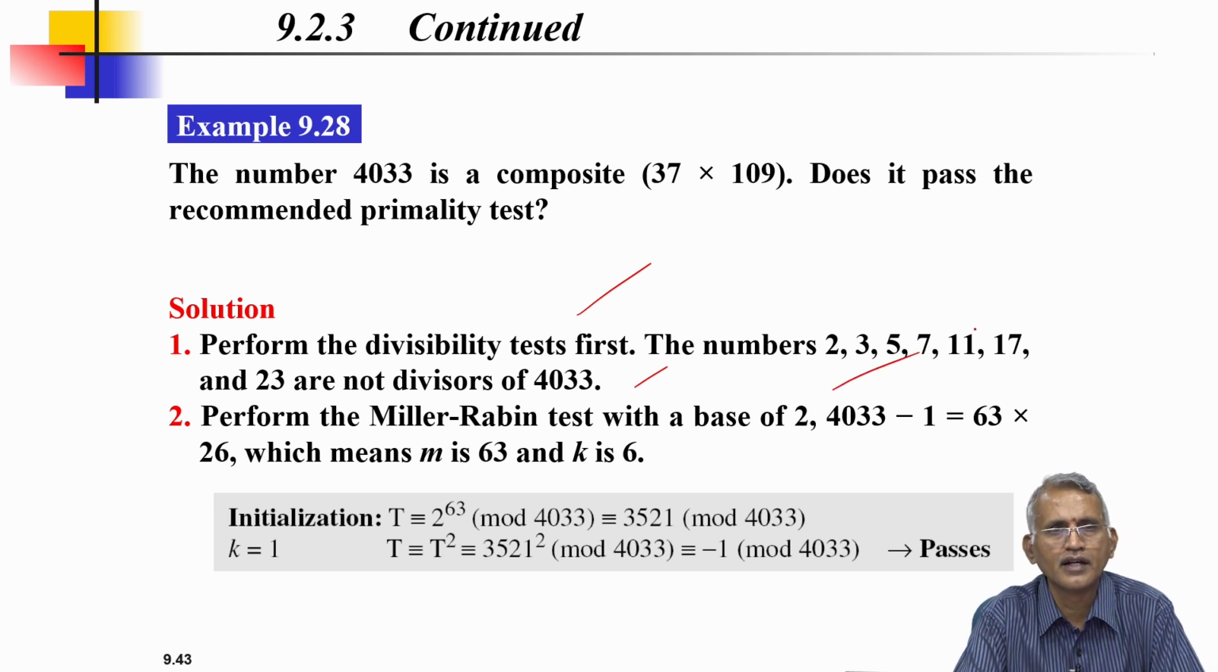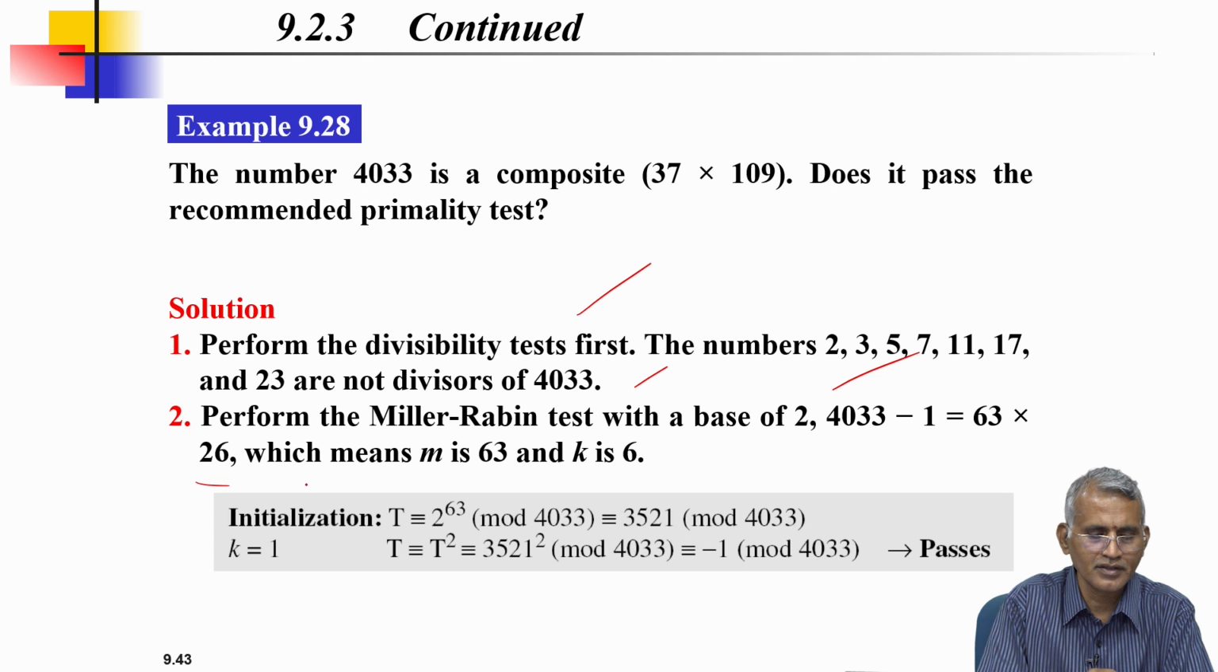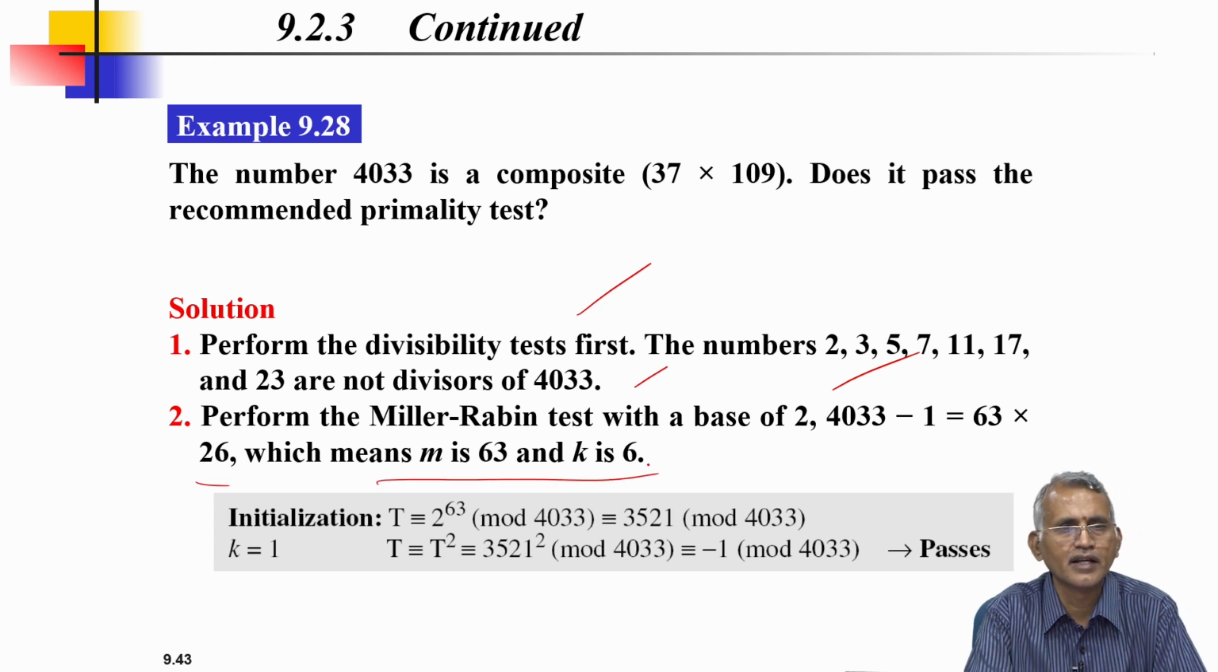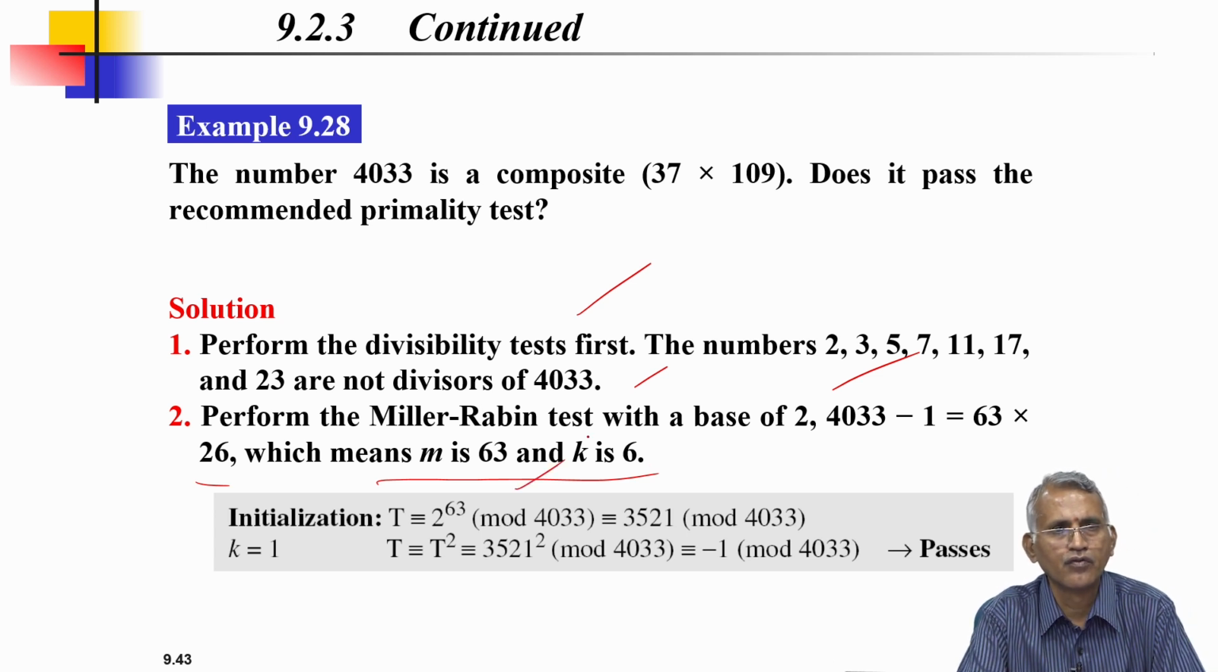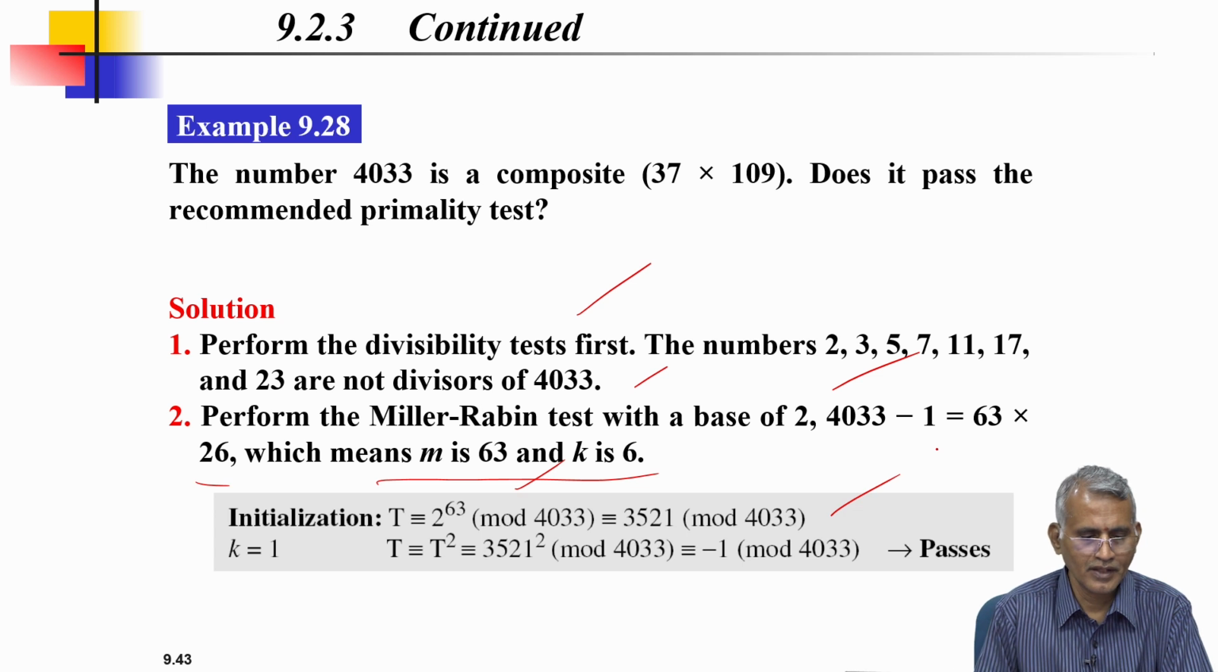So, 4033 minus 1 is 63 into 2 power 6, which means m is 63 and k is 6. The initialization is t equal to 2 power 63 under modulo 4033, which is equal to 3521 under modulo 4033. Therefore, when k equals 1, t equals t square, which is 3521 square under modulo 4033. The value of this one is minus 1 under modulo 4033, which passes.